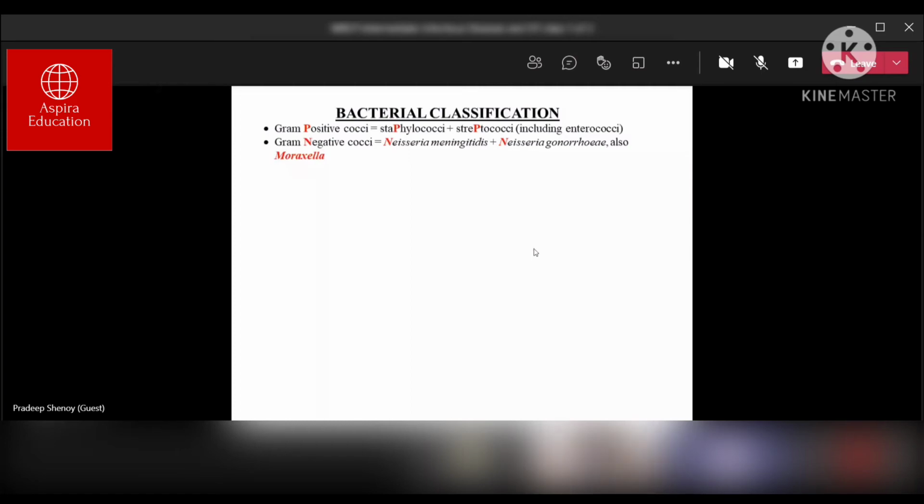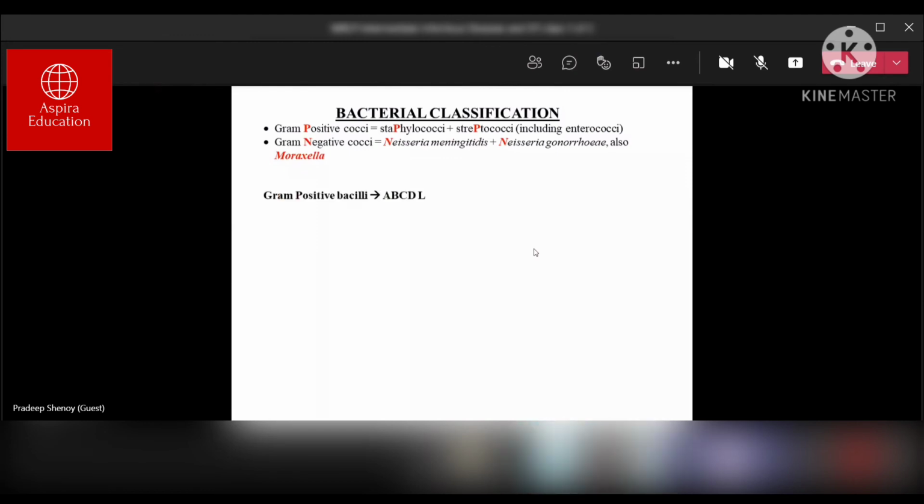commonly with infections. For example, gram-positive cocci, what is commonly seen in clinical practice, are staphylococci and streptococci. Group D streptococci is called enterococci. So if you come across enterococci, it is also a subgroup of streptococci. Then we have gram-negative cocci. They're Neisseria meningitidis, also called meningococci. Then we have Neisseria gonorrhoeae, also called gonococci. So these are the classical gram-negative cocci.